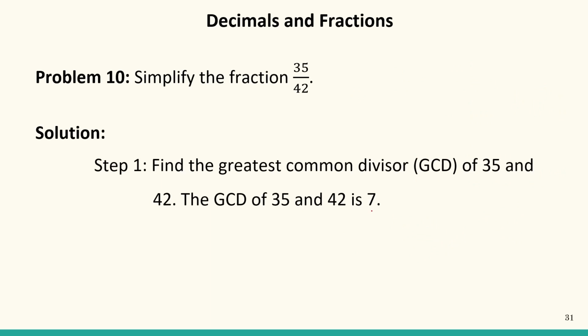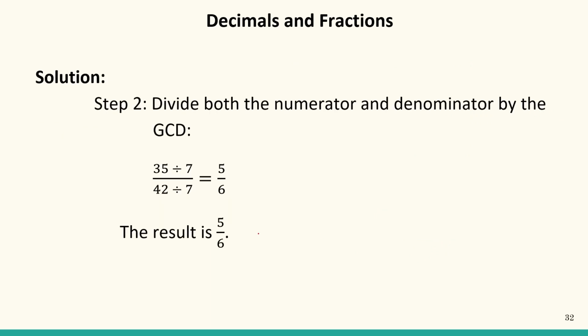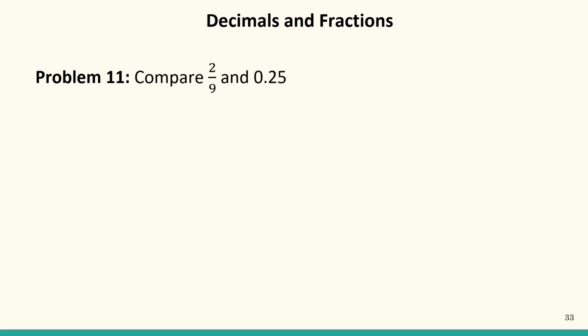So here you can see it, this should be 7, and we got the answer. Let's see the next problem, that is problem number 11. What we need to do here is compare 2 by 9 and 0.25.